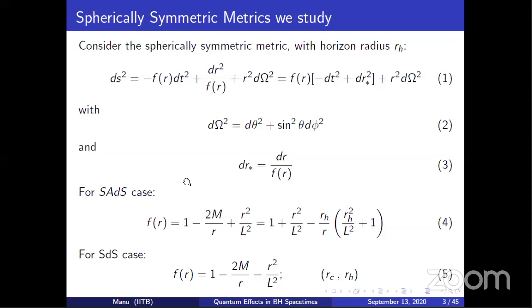Just to mention, the SAdS metric, where f of r is given by this quantity, has only one real root, so there will be only one horizon. Whereas for the SdS case, there are two horizons, and our result is valid only for the one close to the black hole. The horizon is, by the way, given by setting f of r equals zero.